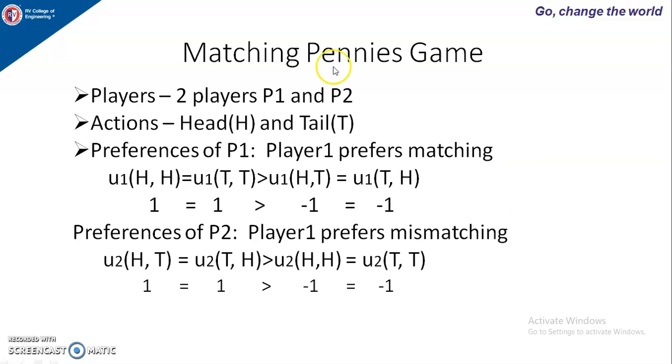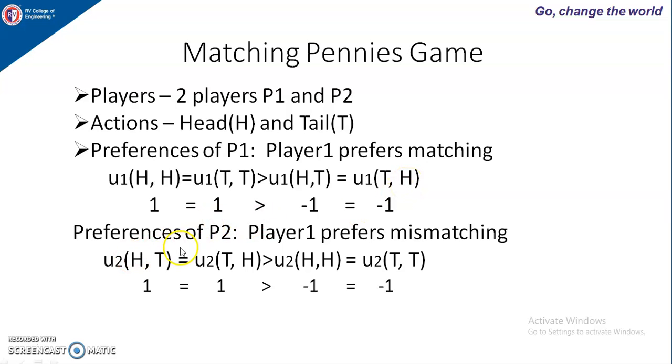Next type of game is a matching pennies game. Here the players are P1 and P2 and the actions available to the players are head or tail. The preferences of player 1 will be: he prefers matching, so he prefers that both players get a head or both players get a tail, over one getting head and the other getting tail, or he gets tail and the other gets head.